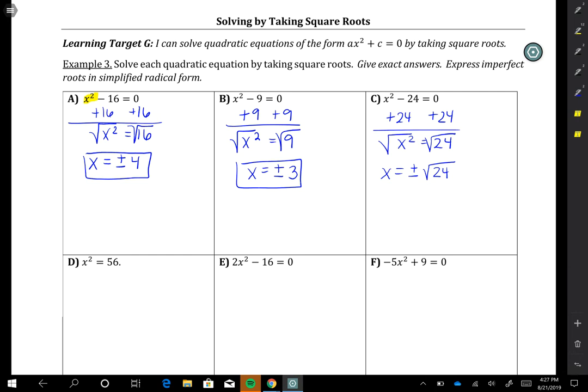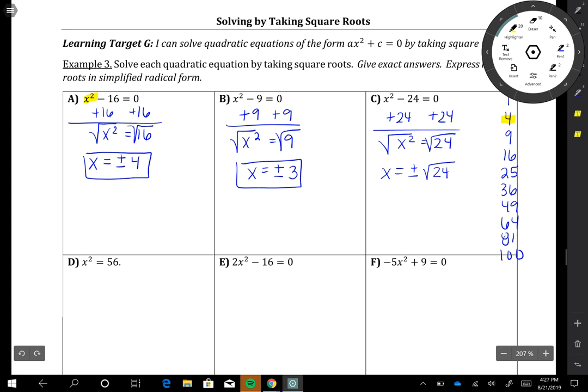So in this video, I'm going to be using the method that we find the highest perfect square that would go into 24. So our perfect squares are 1, 4, 9, 16, 25, 36, 49, 64, 81, 100, and I could keep going, but just to refresh your memory. Now, a perfect square that goes into 24 would be 4, because 4 times 6 is 24. So we're going to write this as x equals plus or minus the square root of 4 times the square root of 6, because that can be simplified to x equals plus or minus 2 times the square root of 6.